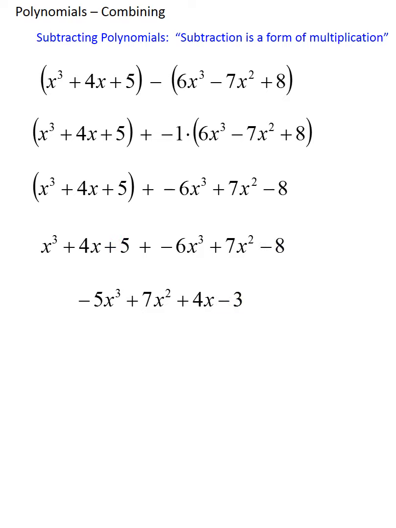And now I've taken a polynomial that's not in standard form and simplified it or reduced it down to standard form, a more acceptable version of the polynomial.